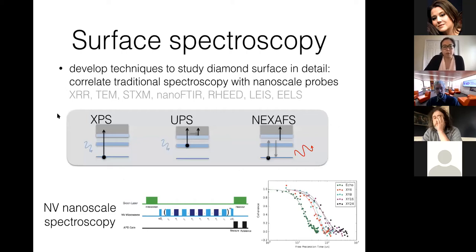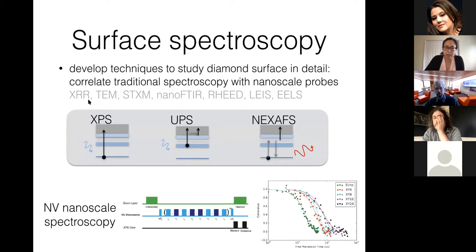So what my group worked on was a broad project of trying to develop techniques to study the diamond surface in detail by correlating many of these spectroscopy tools with the kind of nanoscale spectroscopy you can do from the point of view of the NV center. And our initial shot at this was really a fairly scattershot. So we just tried to get beamline time and user facility time everywhere that we could and tried a very large number of techniques to study the diamond surface.